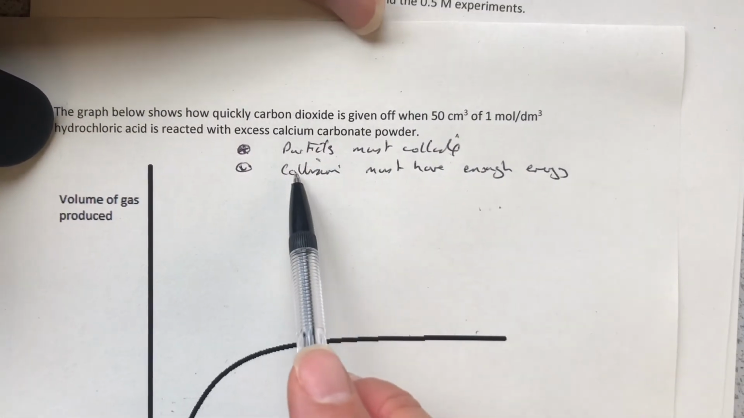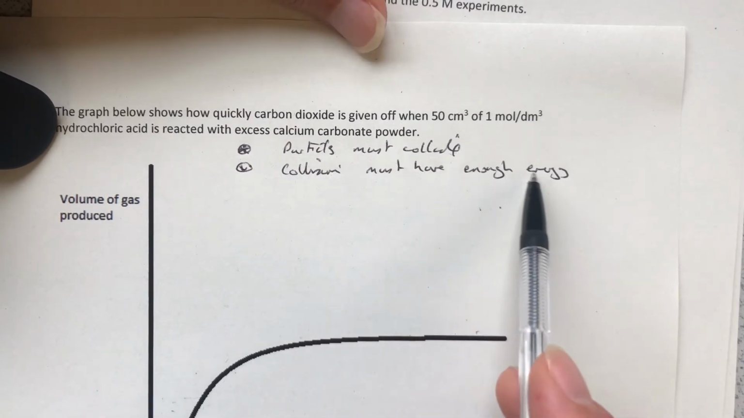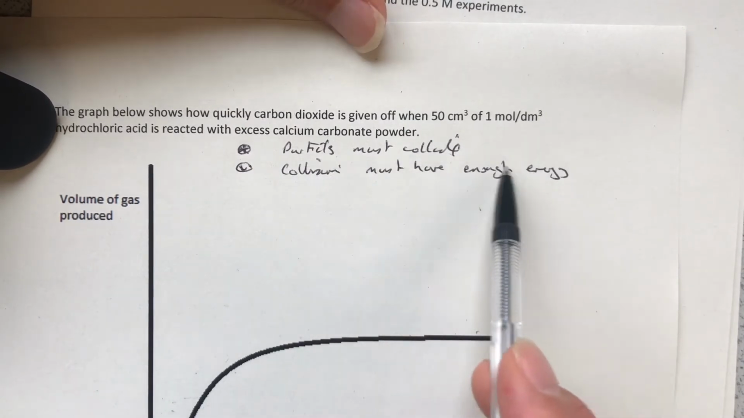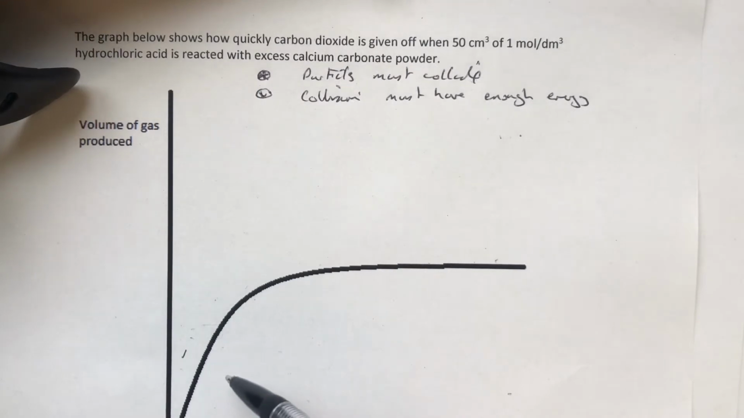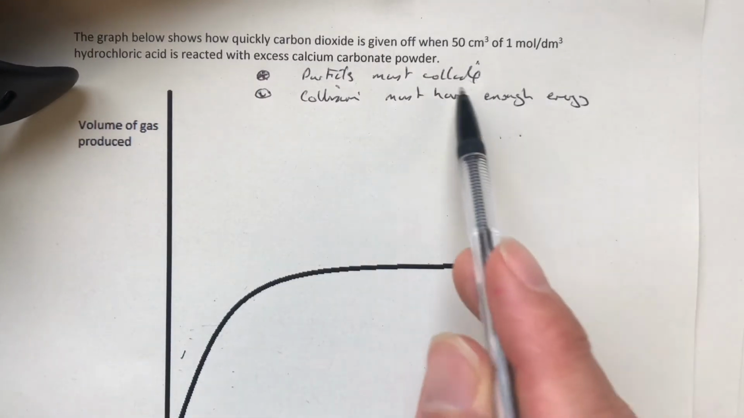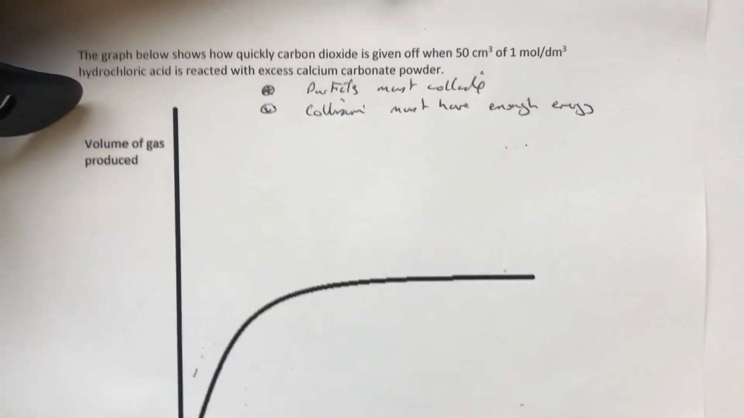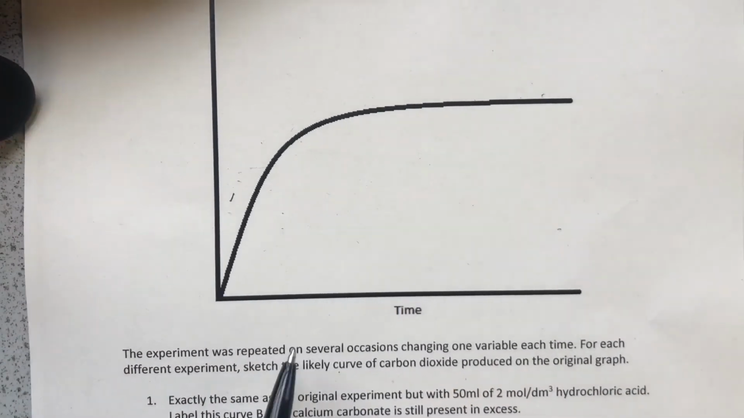So if the thing we're changing changes the amount of energy, we're not changing the number of particles, and therefore the destination point must be here. If we make the collisions have more energy, then it'll be faster. If we make the collisions have less energy, it'll be slower, but it must finish there if we're just changing the energy. Okay, let's go through them and hopefully that'll make a bit more sense.